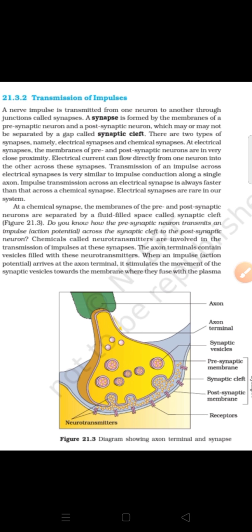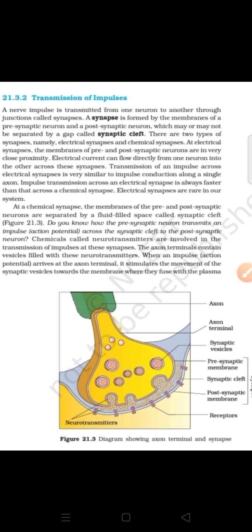Okay, a synapse is a gap which is present between the two neurons. This synaptic region is known as the synaptic cleft, or synaptic cleft is also considered with the two membranes. One is known as the presynaptic membrane and the other the postsynaptic membrane. Again, I am just clearing it out.